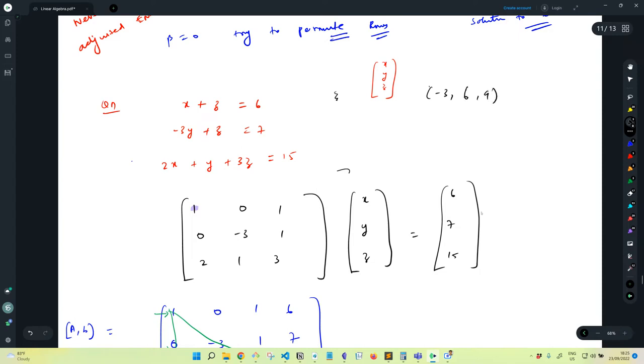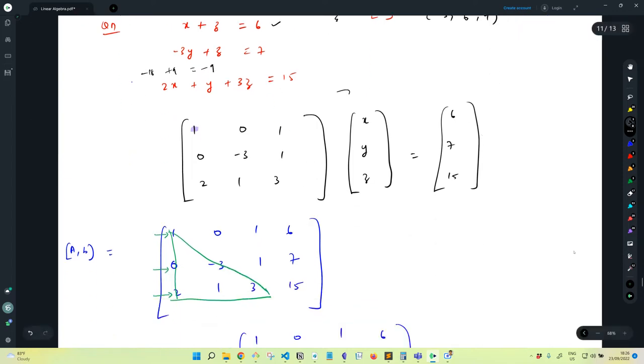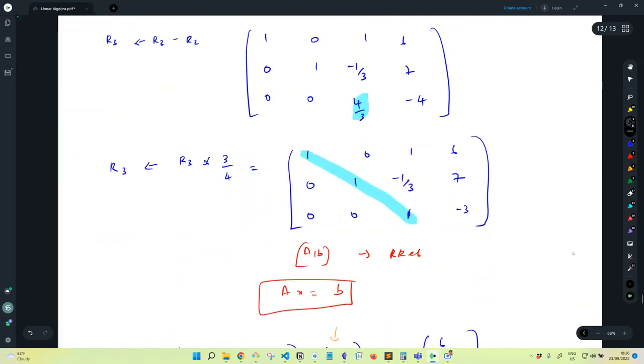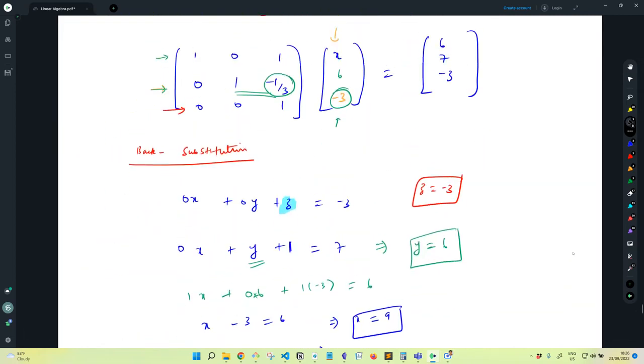Okay, minus 3 comma 6 comma 9, right? When I substitute the solution, x plus z gives me 6. This equation is satisfied. Minus 3y plus z: minus 3y is minus 18, plus z will be 9. So this should give me 7, but this is giving me minus 9. So there is some issue in some computation somewhere.